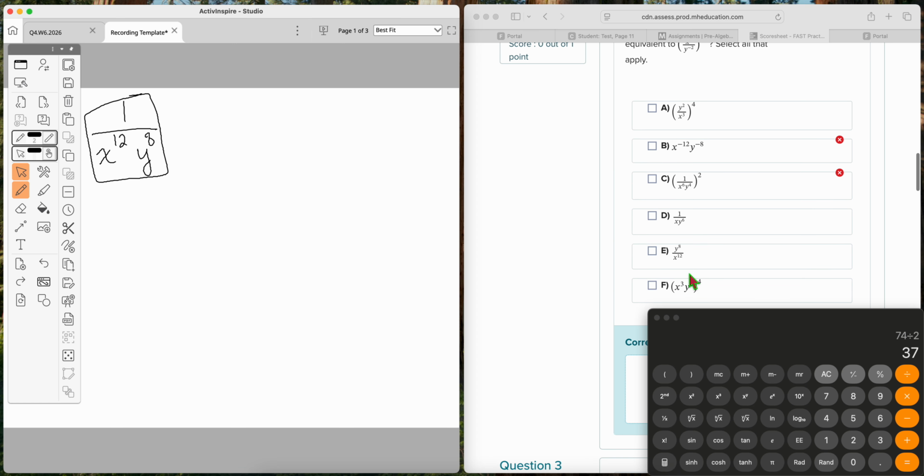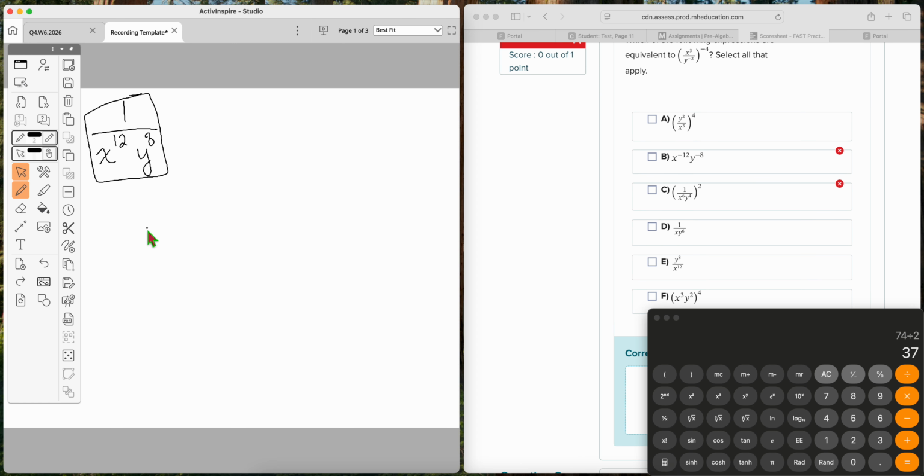So it's not E. And then F, when I simplify F, which was (x to the power of 3, y squared) all to the power of 4, I multiply again, and I get x to the power of 12, y to the power of 8, but this isn't the denominator of a fraction, so this answer is not correct. So it's just B and C.